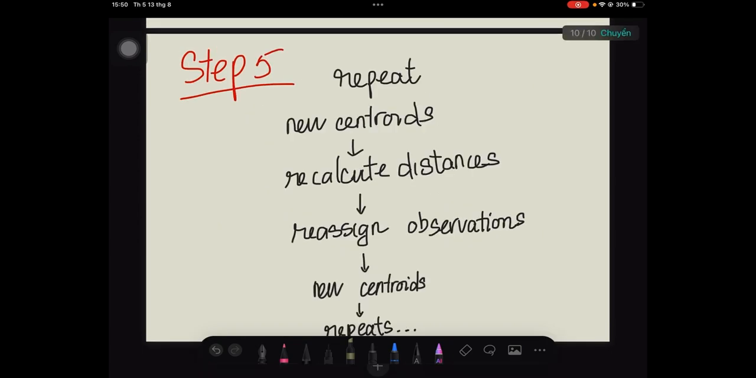Step 5. When the centroids move, some observations may now be closer to different centroids. So K-means repeats this process. Assign observations, recalculate centroids, assign again, recalculate again and again. The algorithm continues iterating until the clustering stabilizes. In other words, no observations need to move to a different cluster. At that point, the algorithm has converged on its clustering solution.